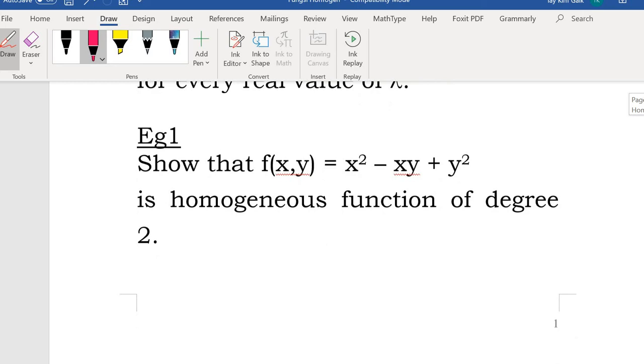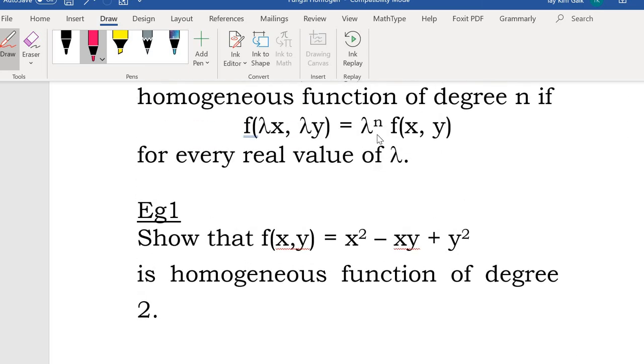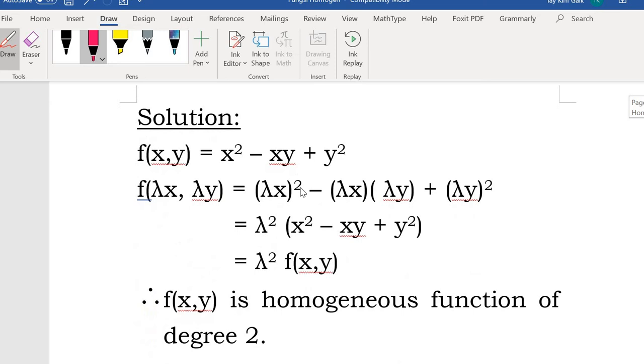For example 1, show that f(x,y) equal to x squared minus xy plus y squared is a homogeneous function of degree 2. So what you need to do is actually replace the x by lambda x, y by lambda y, and if you can prove it is equal to lambda power n f(x,y), then this is the homogeneous of degree n. After substituting x by lambda x, so (lambda x) squared, y by lambda y, so (lambda y) squared, you have lambda squared x squared.